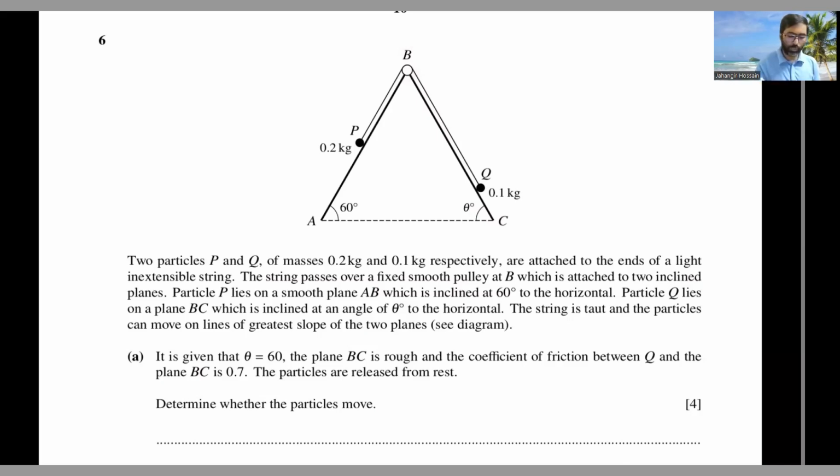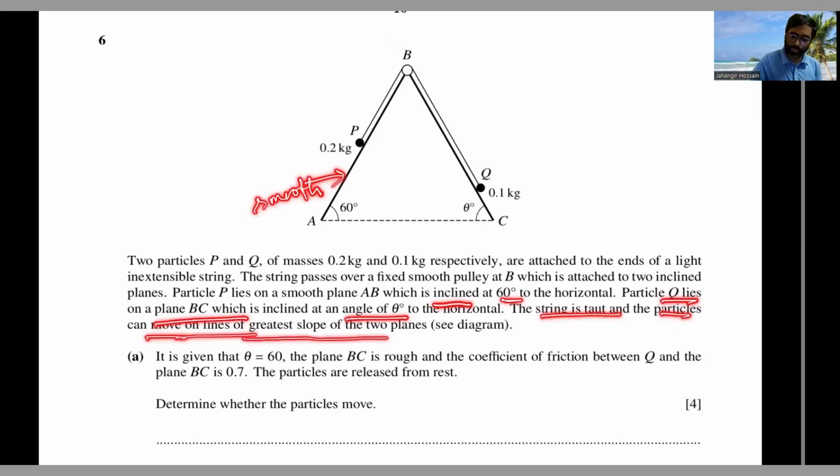Particle P lies on a smooth plane inclined at 60 degrees. Particle Q lies on plane B, which is inclined at theta to the horizontal. The string is light and inextensible, and the particles can move on the lines of greatest slope of the two planes.